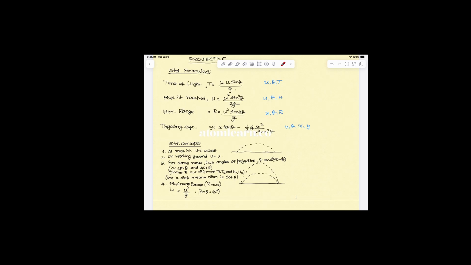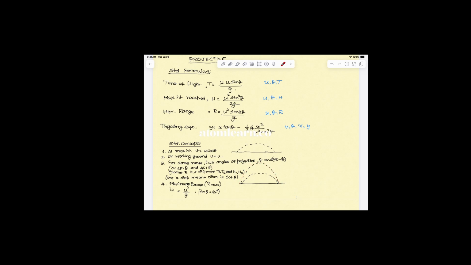By the way, when the two values of theta, theta and 90 minus theta, give the same range R, one of them has a lower H max and the other a higher H max, that is H1 and H2. And why is it? Because the lower value of theta gives a lower sine theta, so by the H formula, sine squared theta will also be lesser than for 90 minus theta, the higher value of theta.